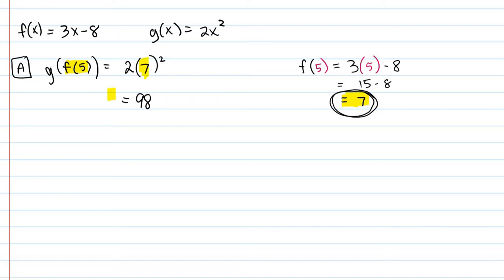Cool? So we took 5, we plugged it into the function f. The result of that, we plugged into the function g, and we got this outcome. All right, let's look at our example B. So let's do f of g of 5. Take a second and see if you can figure it out on your own.